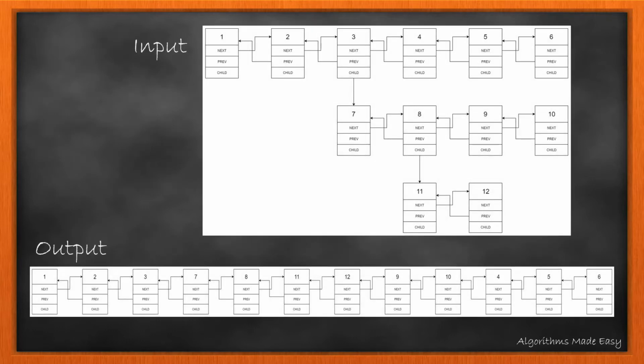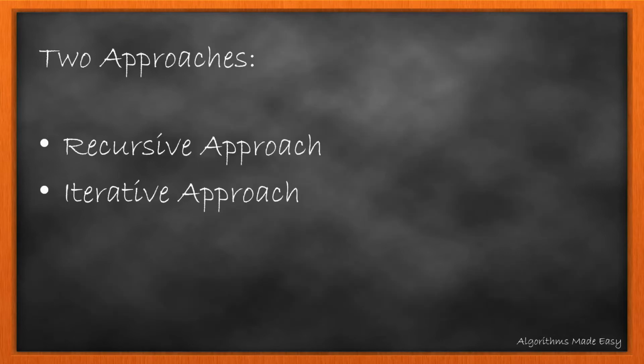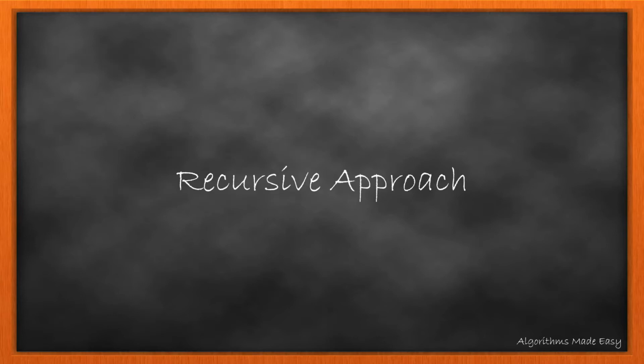In the given example, we can see how the multi-level linked list will look after flattening. We will discuss two approaches to solve the problem. First is recursive and second is iterative using stack. Let's start with the recursive approach.